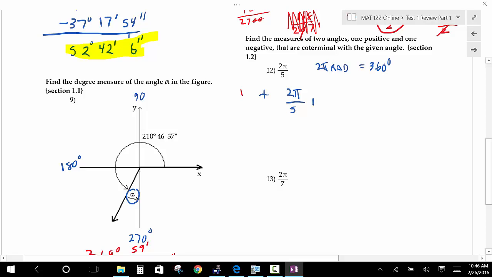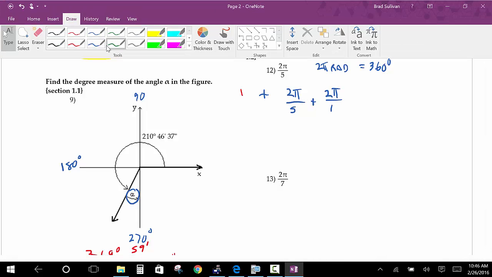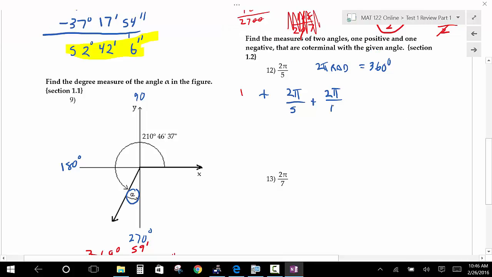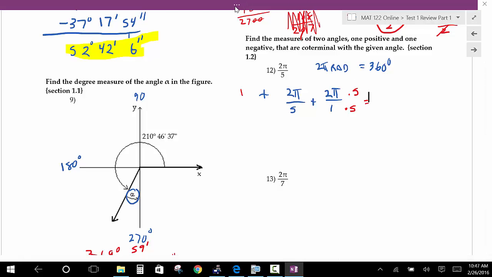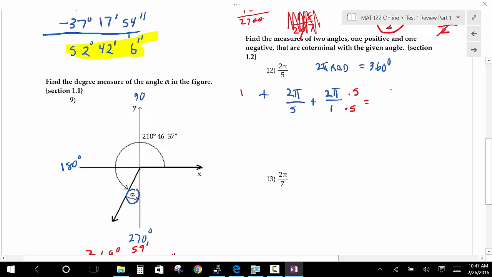So what we do is we just add 2 pi to that and put that over 1. You get a common denominator. When you do that, we're going to multiply that by 5 over 5. Then we'll work out the arithmetic. That's going to give you 2 pi over 5 plus 10 pi over 5. So the answer would be 12 pi over 5.